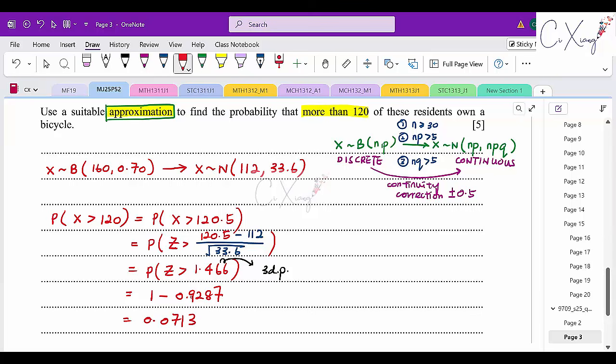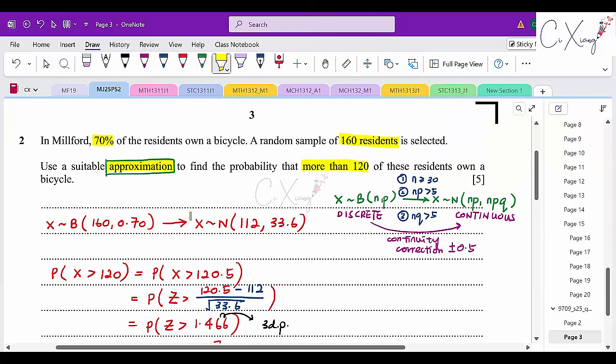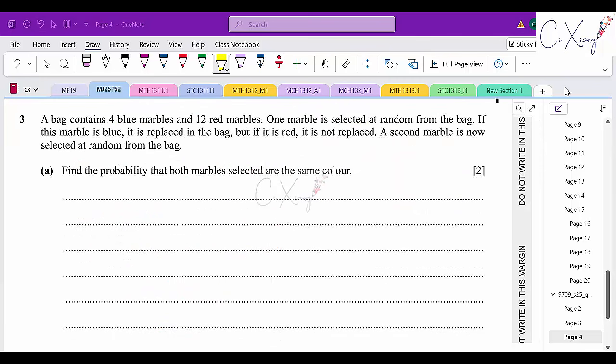It is already in 3 significant figures, so this will be my final answer. This is how we solve question number 2. The keyword here is shown, which is the approximation.